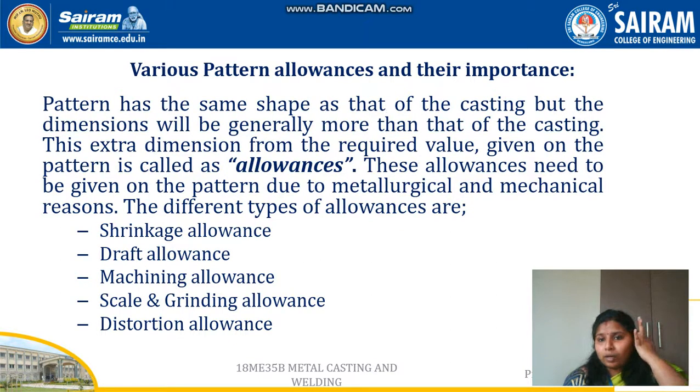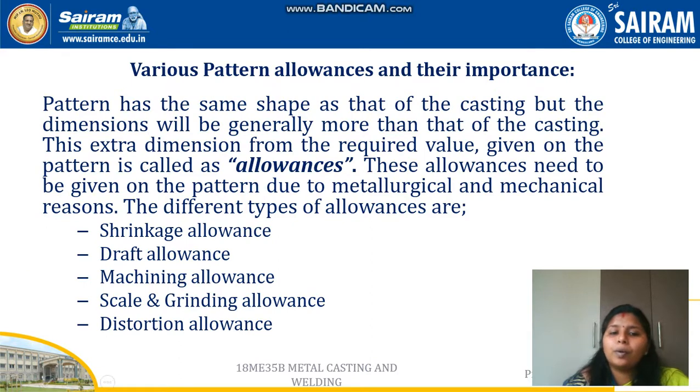So there are some allowances that can be given, so as to produce a better surface finish and get a better component. The pattern has the same shape as that of a casting, but the dimensions will usually be larger than that of the casting we actually need. This extra dimension over the required value given on the pattern is called allowance. For example, if you need a cube of 20 by 20, the pattern can be a little bigger, so that we'll get the exact shape and size.